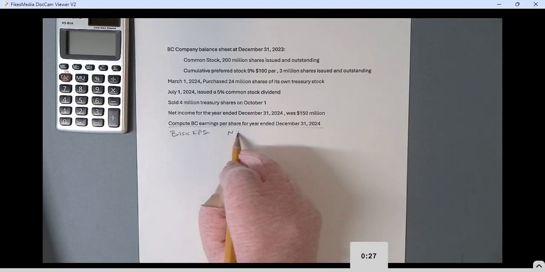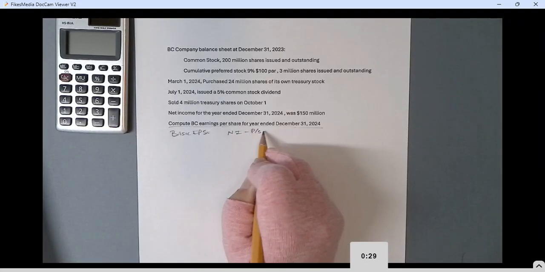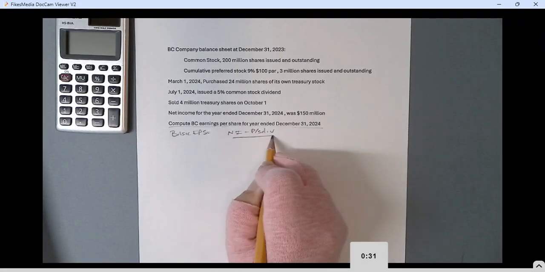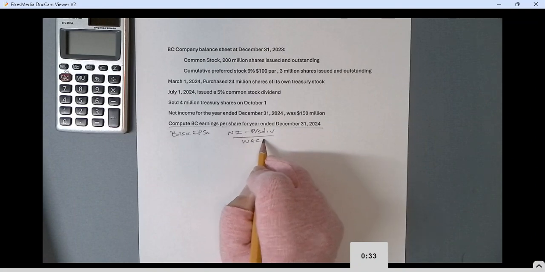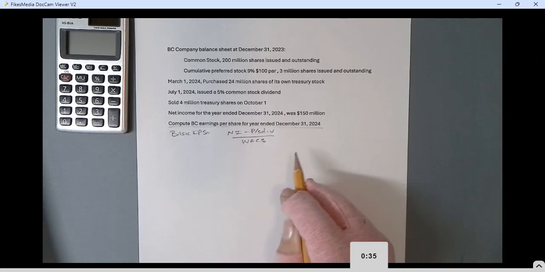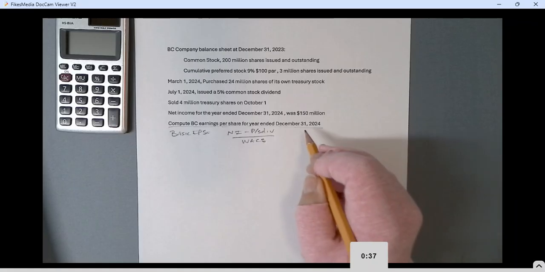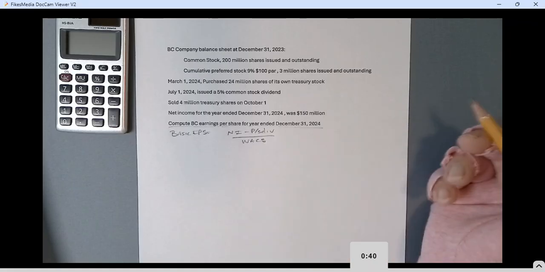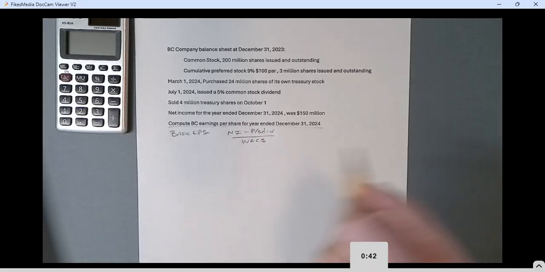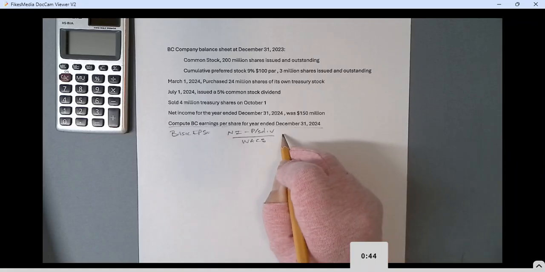is equal to net income minus preferred stock dividend over weighted average common shares. We just keep writing this out over and over again, like multiplication tables. 5 times 5 is 25. You learned it in second grade. You're going to learn this now, and it's going to serve you on the exam.